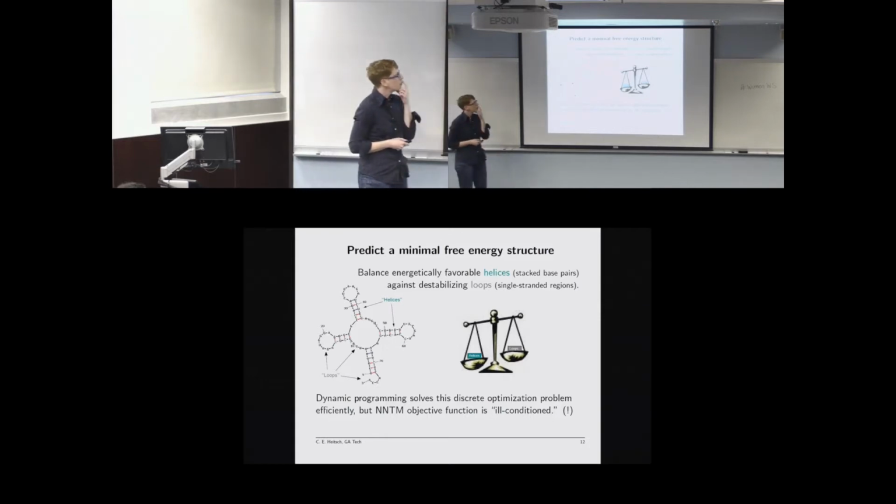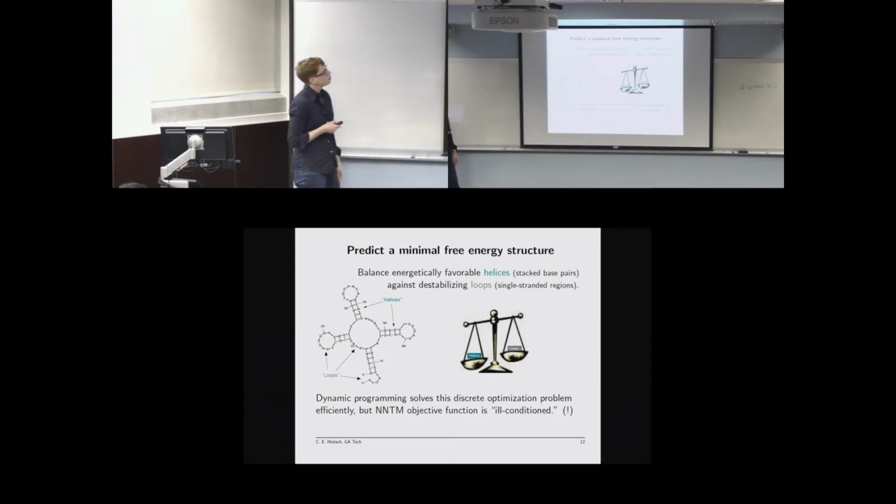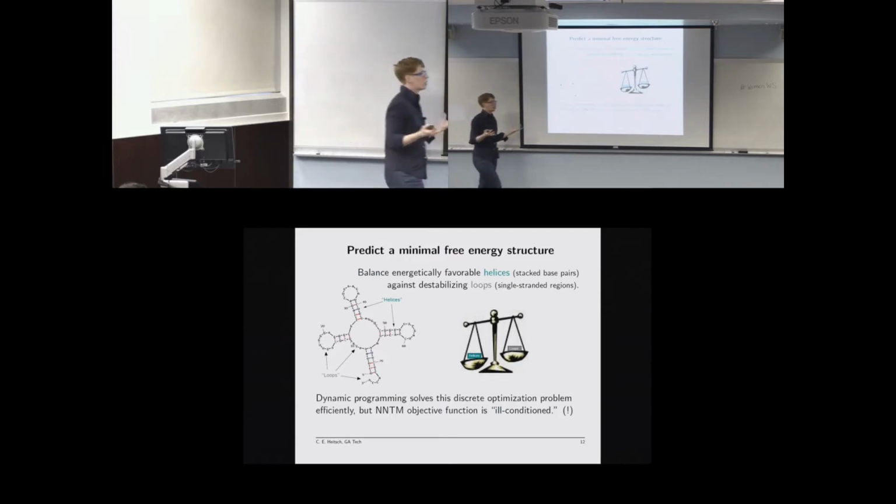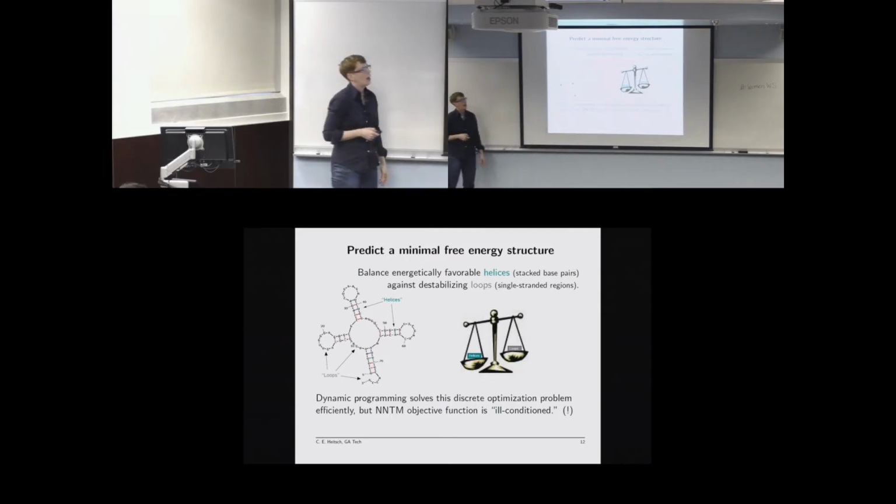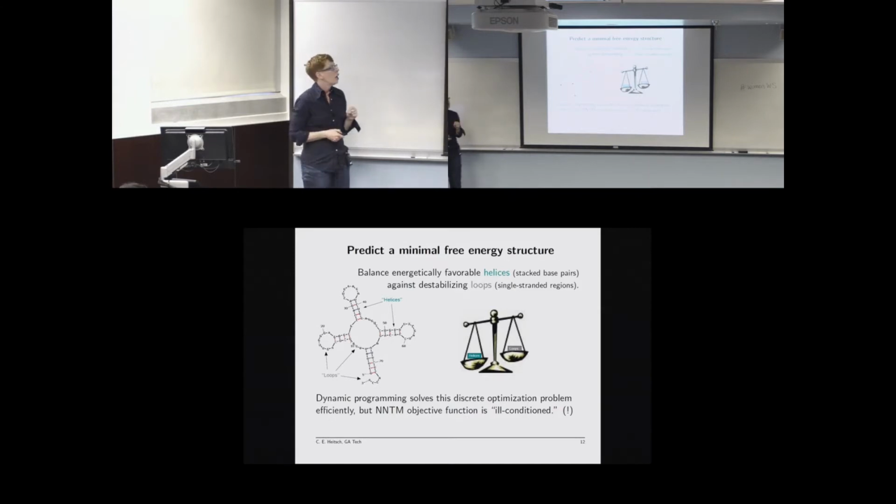Well, typically we try to predict a secondary structure that has minimal free energy under our current nearest neighbor thermodynamic model. Without going into the details, runs of stacked base pairs are favorable because those form what are called helices, and that's stabilizing the structure. Loops are the single-stranded regions that exist because this is just one contiguous sequence, and those are destabilizing. So this optimization is trying to maximize the number of stacked base pairs while minimizing the cost of the loops. And dynamic programming can solve that efficiently, but it's long been recognized that this objective function is ill-conditioned.